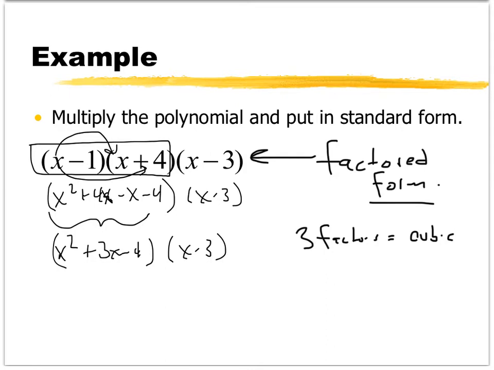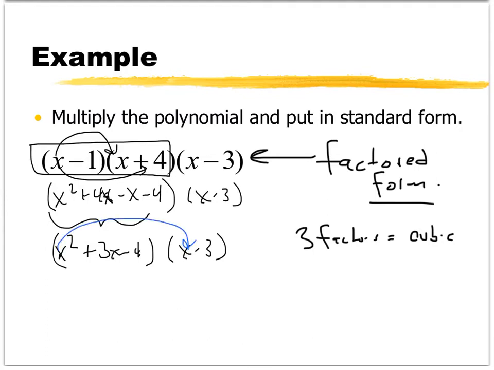So each one of these 3 terms needs to be multiplied by each of these terms. So I'm going to take the x squared times the x, x squared times the negative 3, and then go to the next number, 3x times x, 3x times negative 3, negative 4 times x, negative 4 times negative 3. And I'm going to keep on doing that process. Drawing lines is going to get a little bit messy, so I'm just going to do it for the first 2.